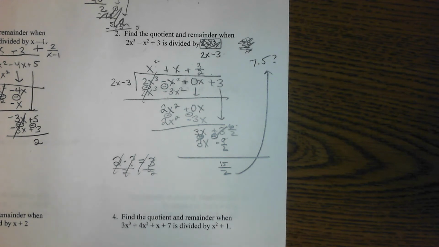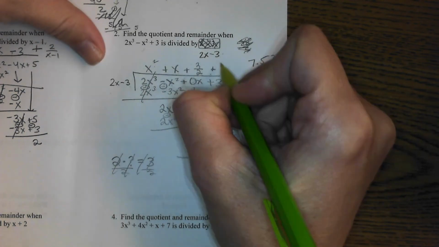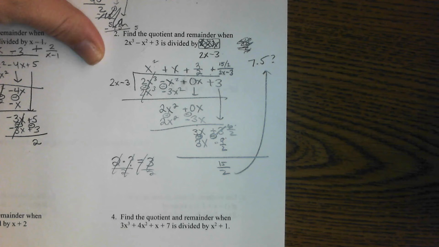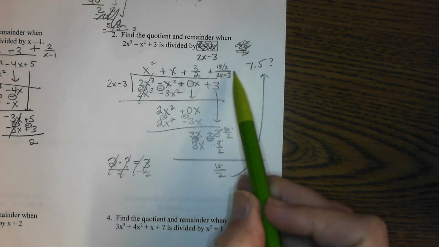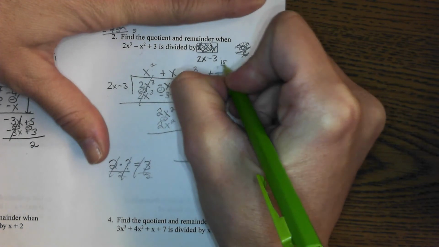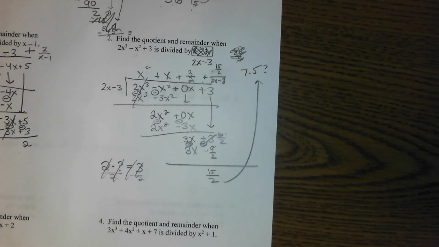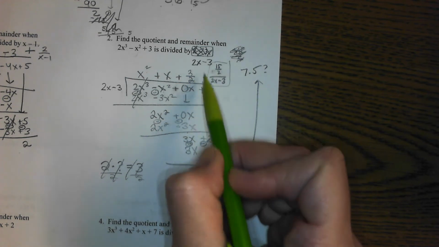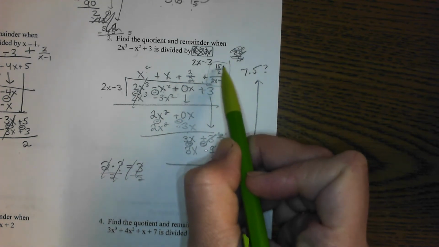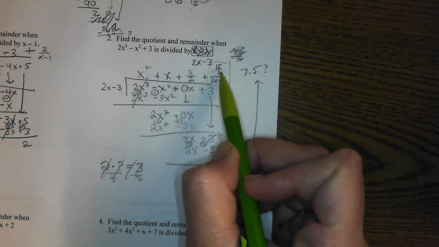Now, a decimal within a fraction is just as bad as a fraction within a fraction. That's complex. So if I were to add on my remainder of 15 halves over 2x minus 3, what should I multiply by to clear that complex fraction? What is the mini denominator within that fraction? If I'm clearing this complexity. 2. The only mini fraction within there is 15 halves. The denominator of that is 2.